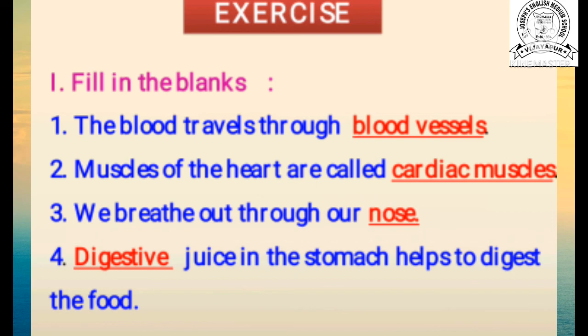Fourth one: dash juice in the stomach helps to digest the food. The stomach is one of the parts of the digestive system where there is breaking of food, or converting complex food to simple form. So in the stomach, which juice is present? There is the presence of digestive juice which can convert the complex food into simple form. So what is the answer? Digestive juice in the stomach helps to digest the food.